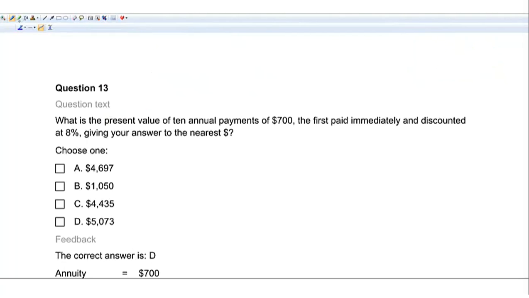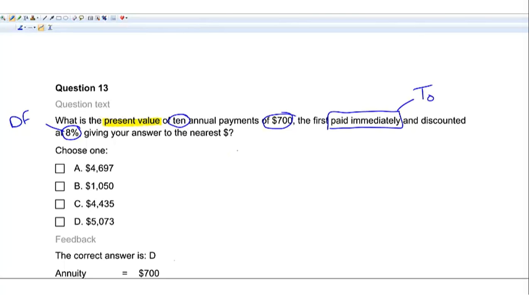Question 13 asks us to calculate the present value. If we look at the requirement, it says: what is the present value of 10 annual payments of $700, the first one being paid immediately? Remember, being paid immediately means in time period 0, and being discounted at 8%. So 8% is the discount factor that we have to use here.